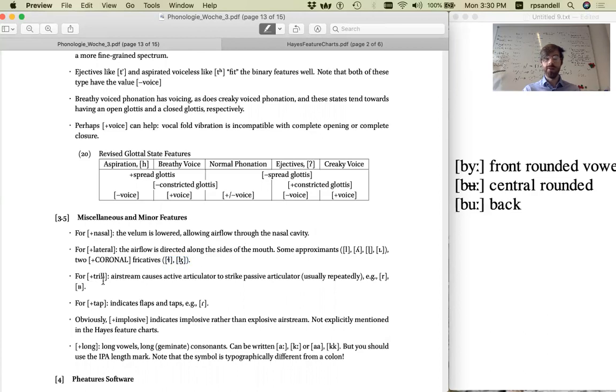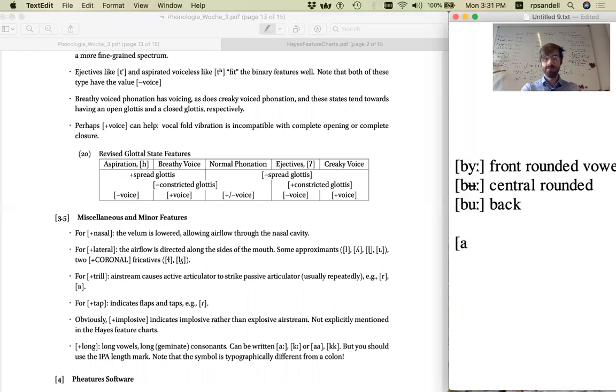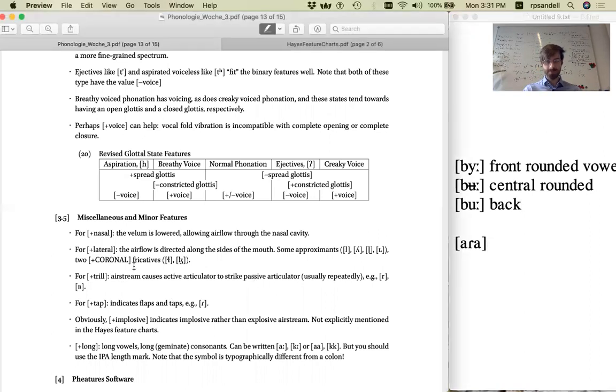The feature trill essentially just means that the airstream causes the active articulator to strike the passive articulator repeatedly, some number of times. So the classic example is the rhotic trill, as it occurs, for instance, in a number of Romance languages like Spanish and Italian. And the feature tap indicates something similar to trills, but only a single strike against the passive articulator. So if we create a word like ara, there the tongue has just struck against the passive articulator 1 time.